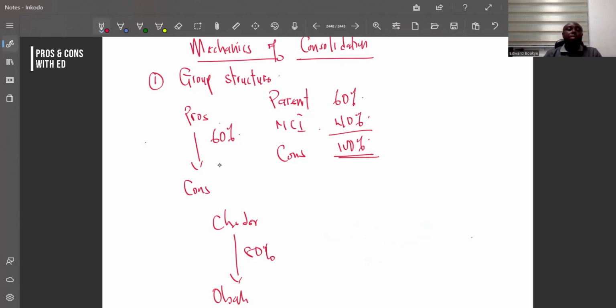All right, so basically that's how to come out with your group structure. There are some questions that will give you the group structure straight. It will give you the percentages straight. But there are some questions that you'll be given the shares for you to convert into percentages. So we can take note of that as well.